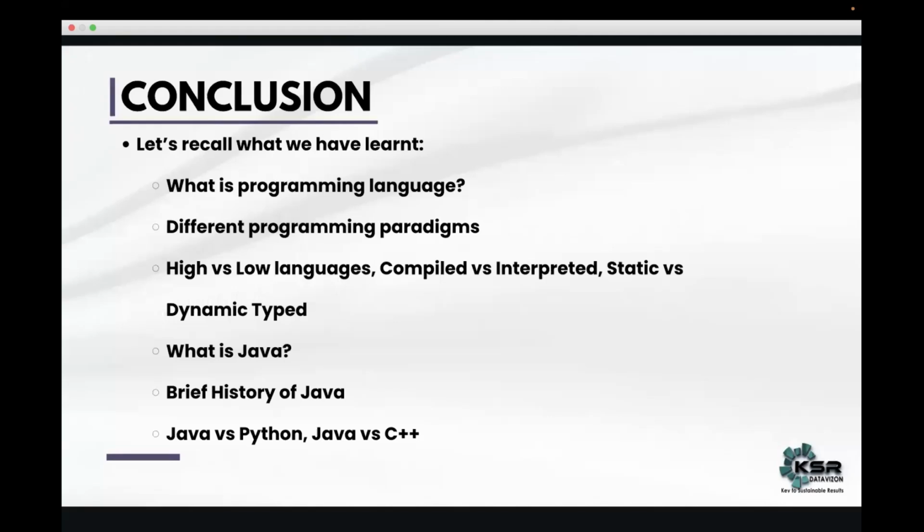Next, we have seen what is Java. Java is write once, run anywhere. Then we have seen a brief history of Java, how James Gosling built it, when Oracle acquired Java, and how many versions were released in the past few years. We are currently at Java 22. Next, we have seen the differences between Java versus C++ and Java versus Python. This is what we have learned today. Okay.